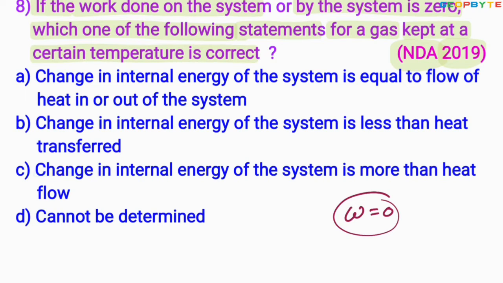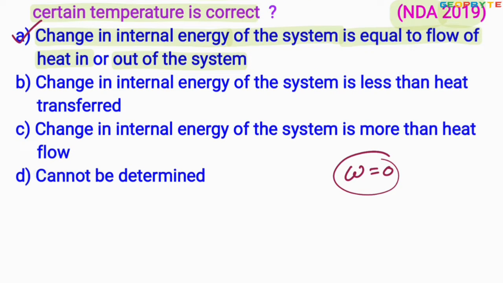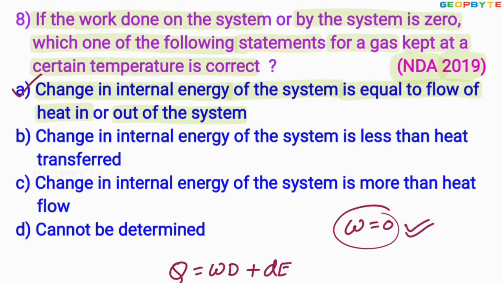Option A, change in internal energy of the system is equal to flow of heat in or out of the system. That statement is absolutely correct, because according to first law of thermodynamics, heat transfer Q equal to work done plus change in internal energy. It is given that work done equal to zero.